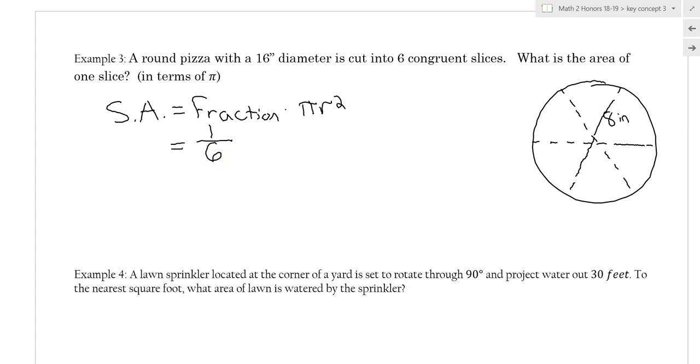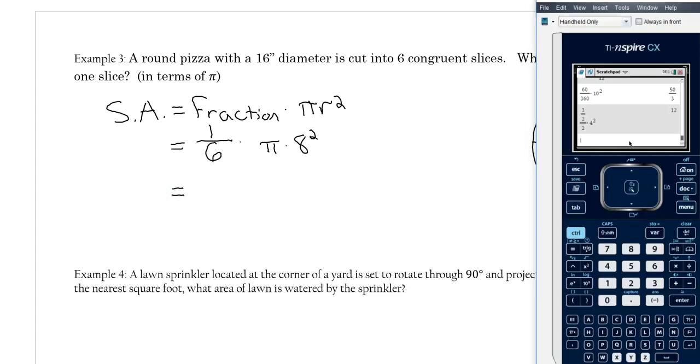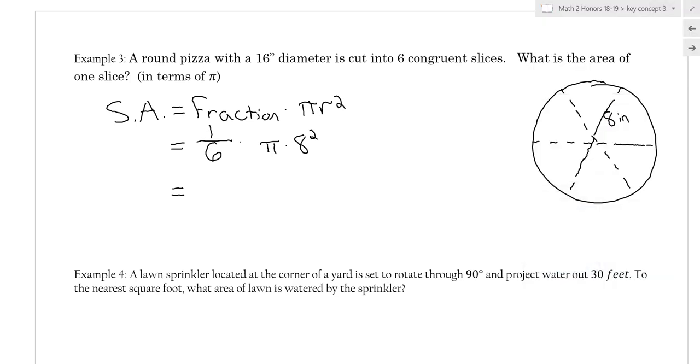1 out of 6 slices, times pi times 8 squared. So again, I'm just going to type this in my calculator. 1 divided by 6 times 8 squared is 32 pi over 3. And that's in inches squared.